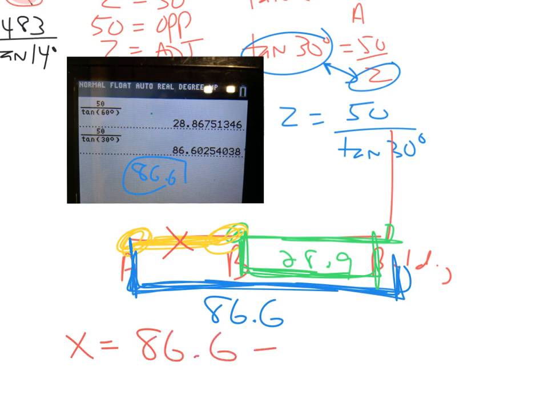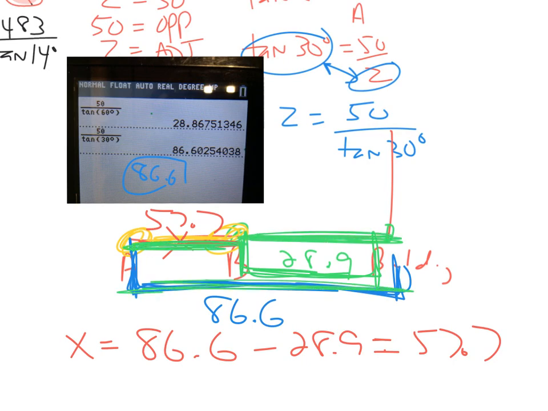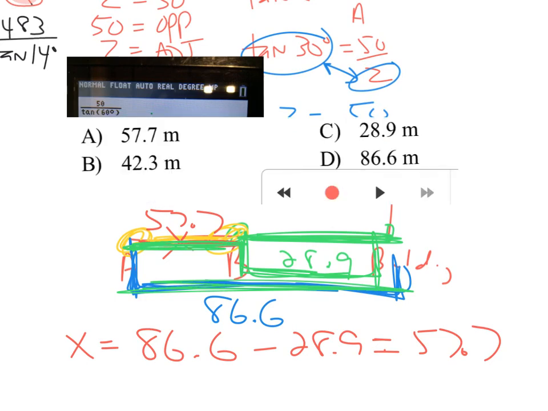86.6 minus the 28.9. And if I do that on my calculator, that's going to be 57.7. Because if this is 57.7, then 57.7 plus the 28.9 gives me the 86.6. Which means here, my answer is going to be letter A.